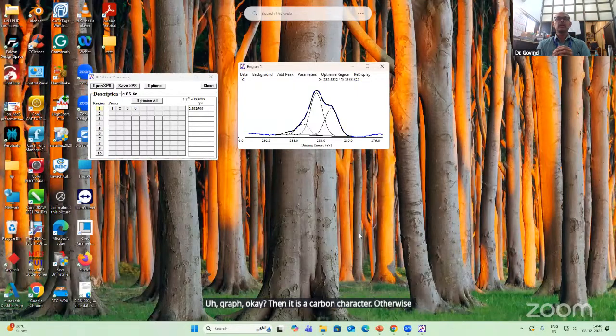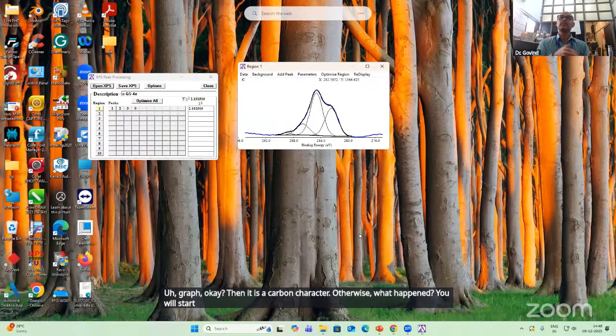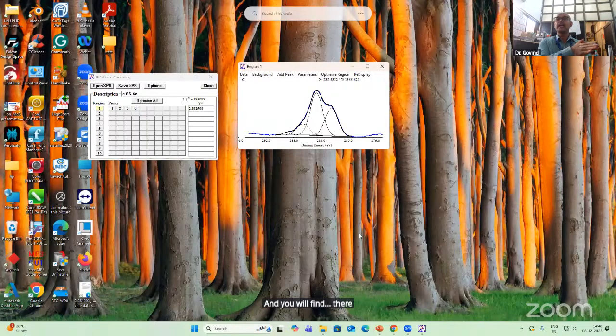Otherwise, what happens? You will start matching with the standard database, and you will find there is a peak shift in the entire spectrum. And what is the reason for that peak shift? One reason is that the carbon correction is not done. So you have to carbon correct it.